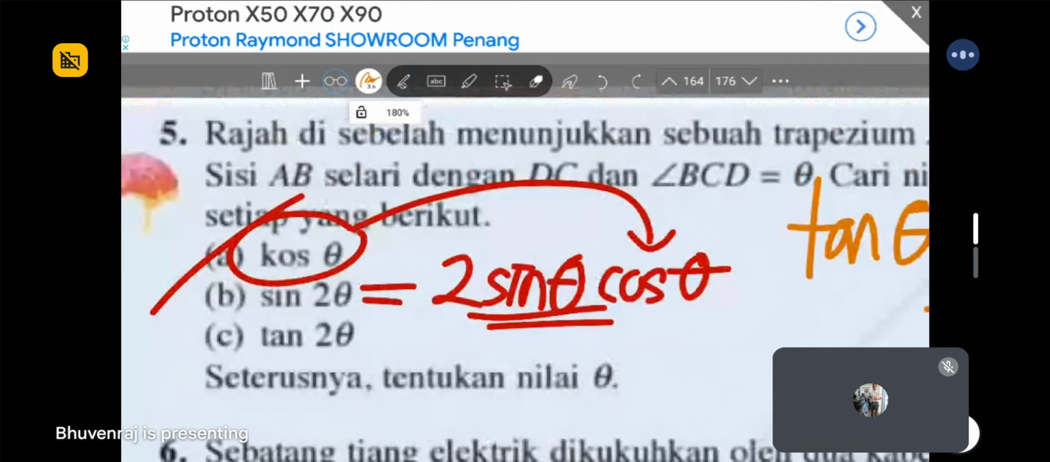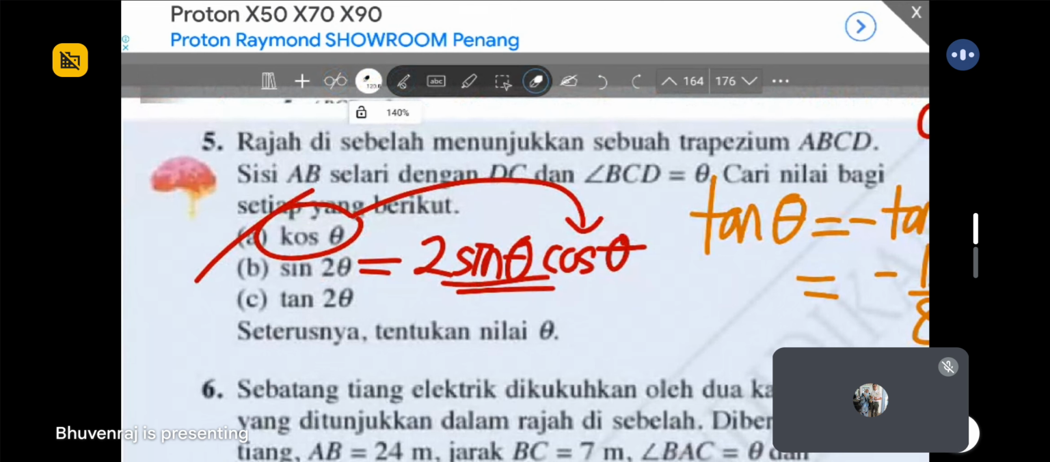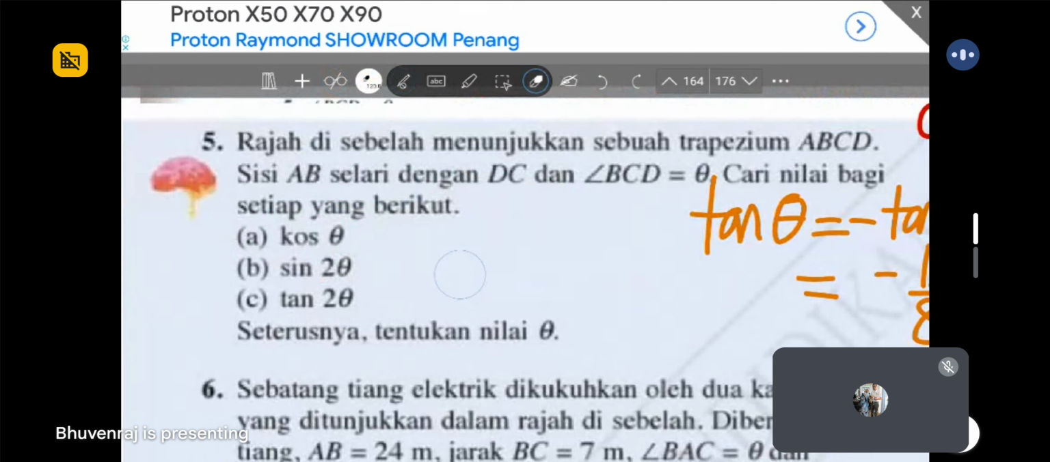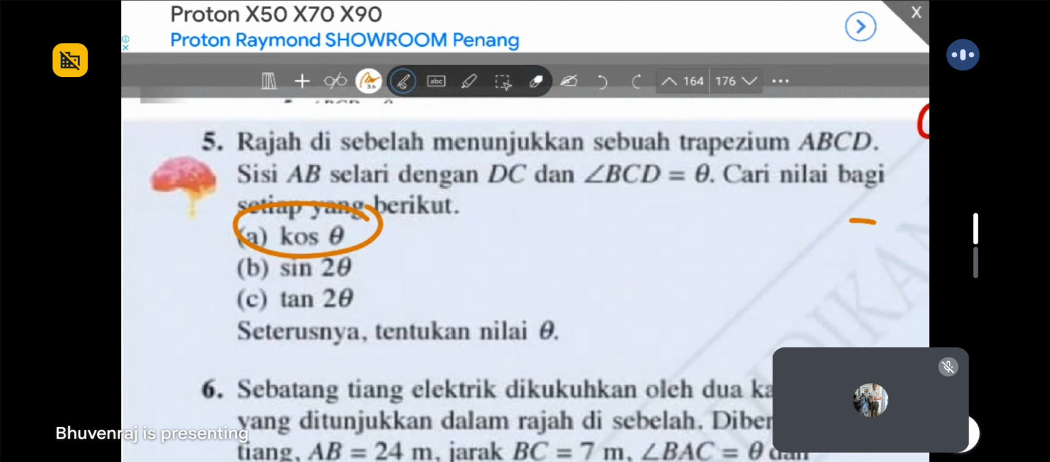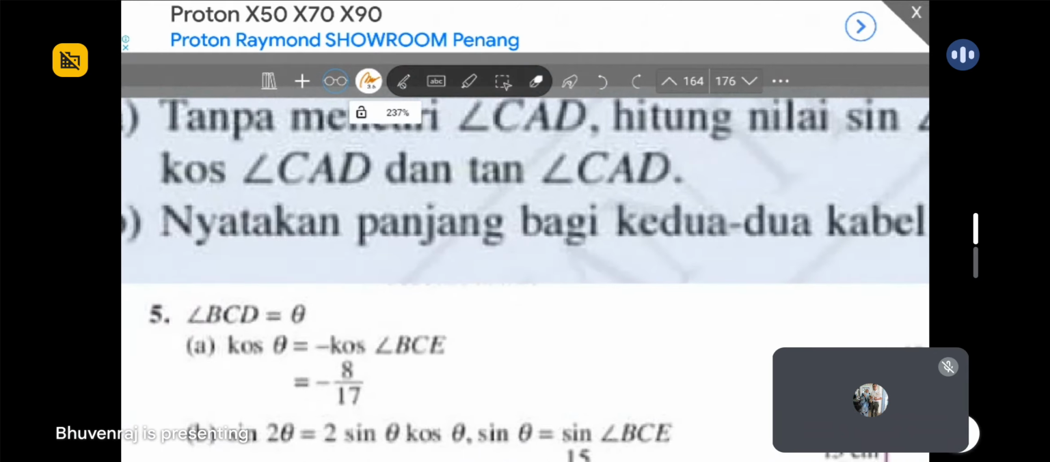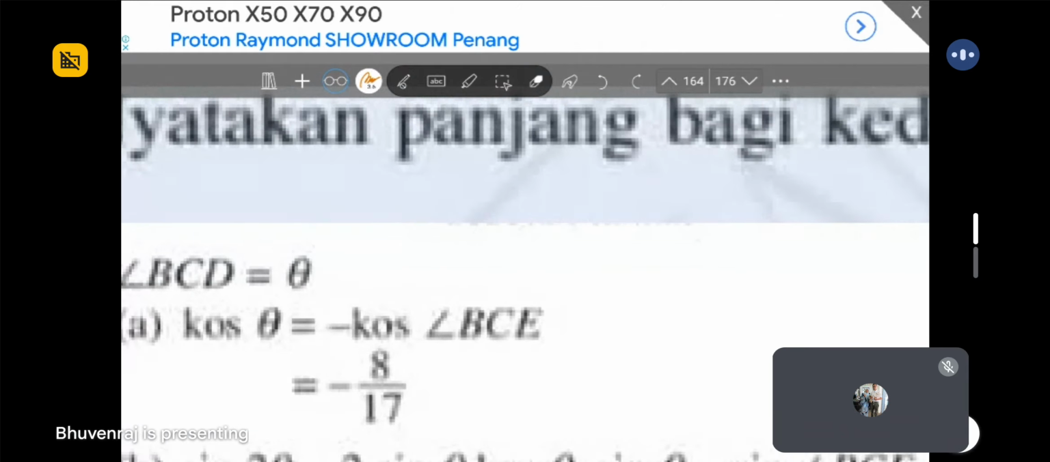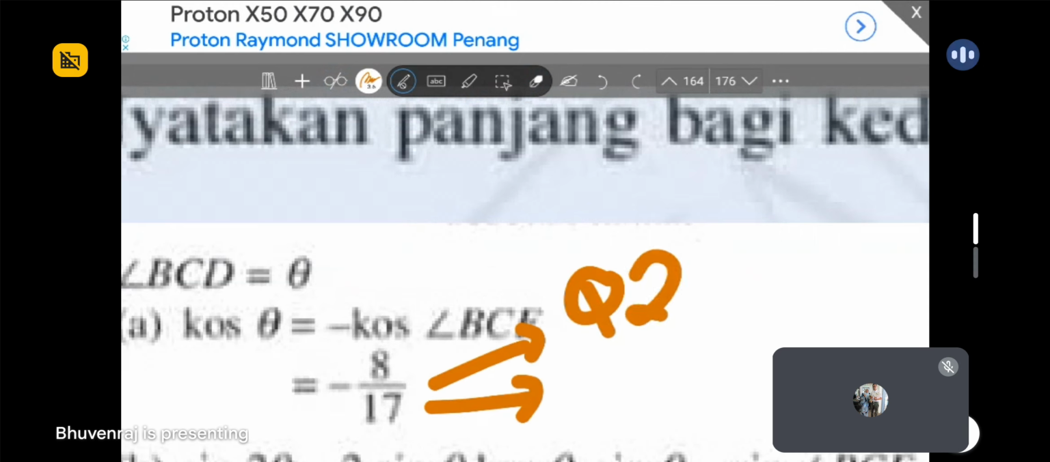So among ABC, which one will you use to find theta? Kamu akan guna yang mana, guys? Logic. You're going to use answer in A, right? Because it's the most easy. Paling senang. So cos theta equal to negative 8 over 17. So cos negative, quadrant A, S, T, C. So means that quadrant 2, quadrant 3.